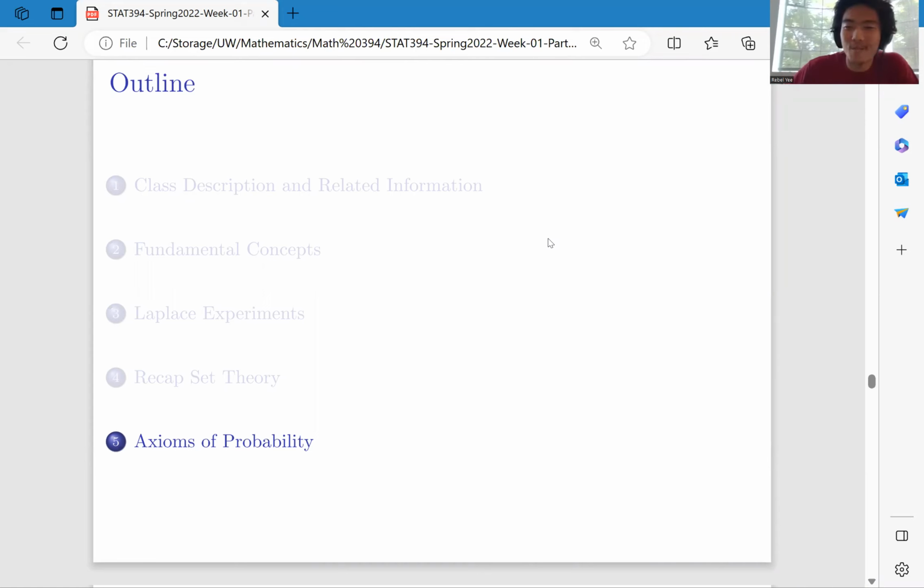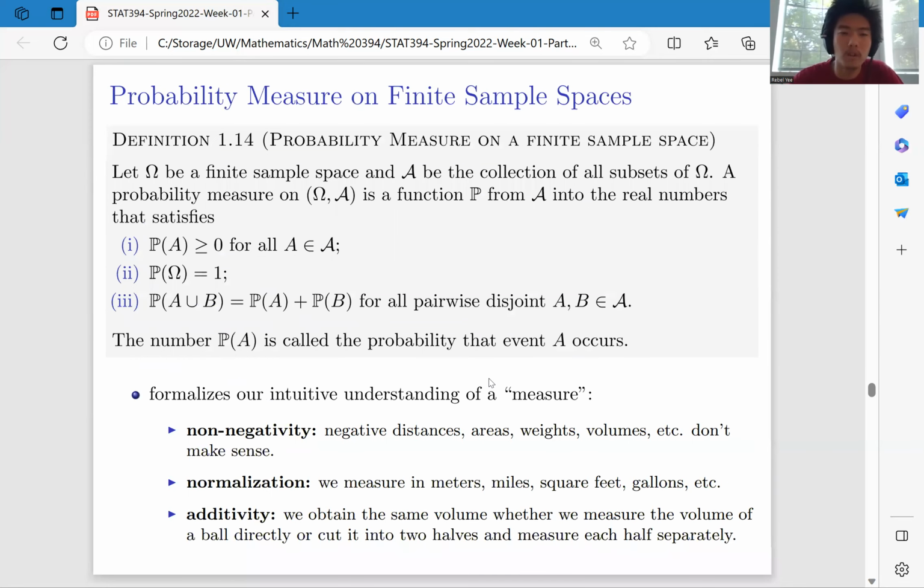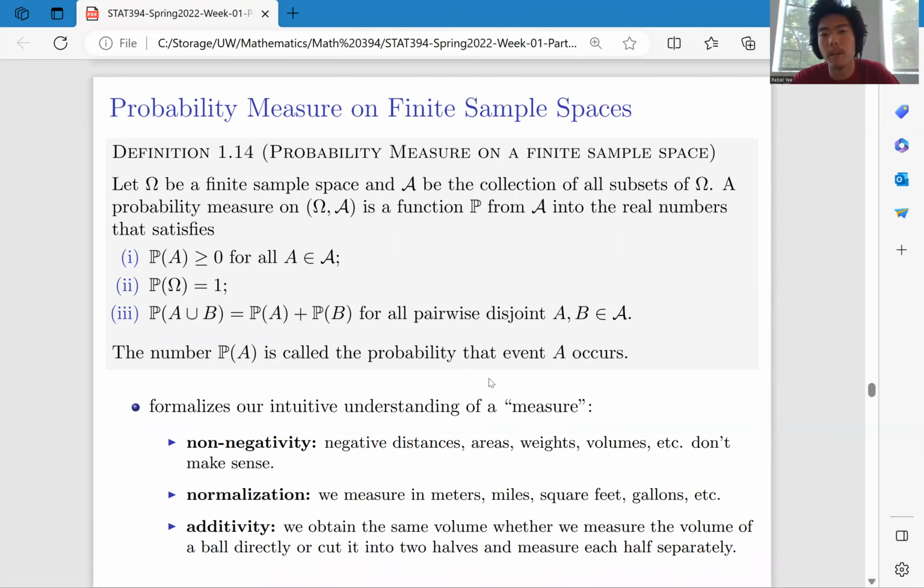All right, so last week we already talked about the Laplace experiments and some fundamental concepts about probability. This week we are really going to talk about the axioms of probability, which are about some more concepts and definitions. The first definition we're going to see is the probability measure on a finite sample space.